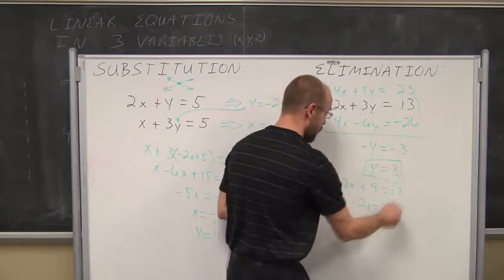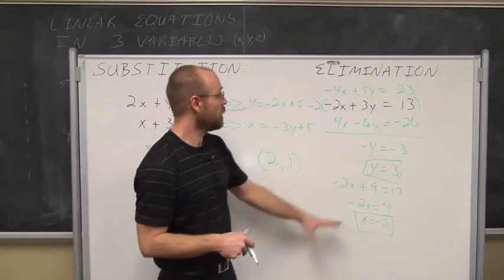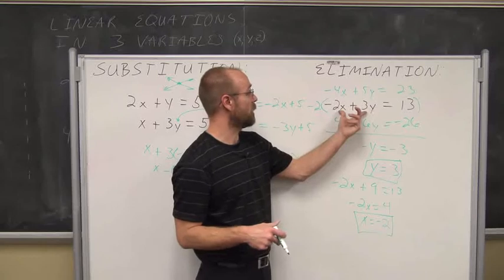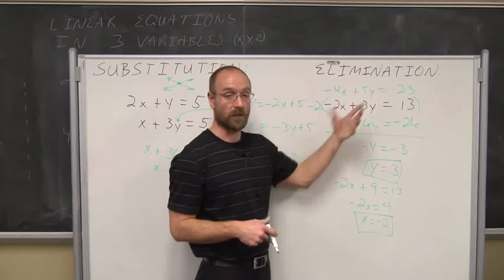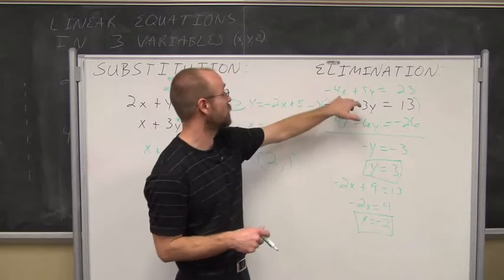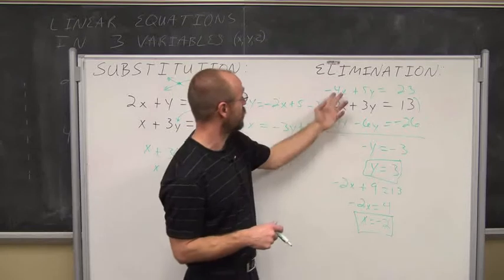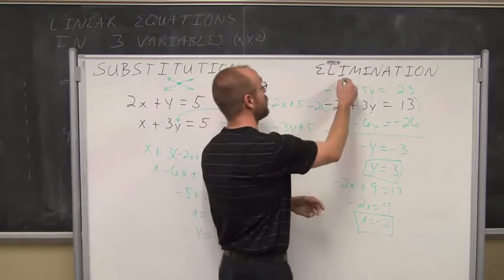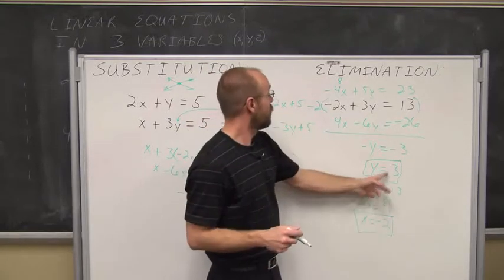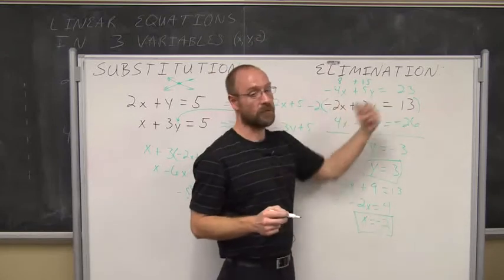Now, I found a y value and I found an x value. One thing we always want to do is check our work. If it works in this equation, does it also work in this equation? Because we're looking for a common solution. So I can plug these two values in to the other equation and just make sure that it's a true statement. So negative 4 times negative 2 is a positive 8. 3 times 5 is 15. 8 plus 15 is in fact 23.